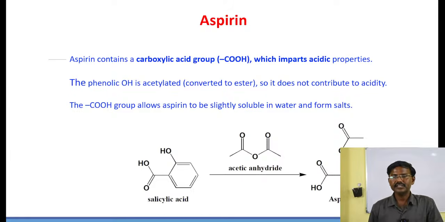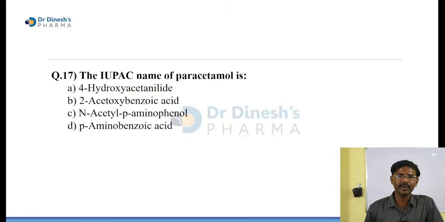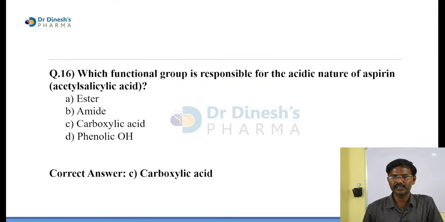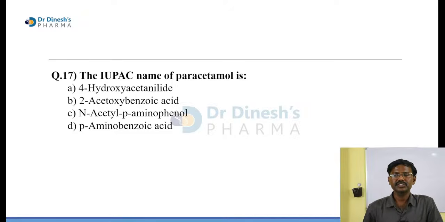And here we see another phenolic OH group. This is converted into ester and has no involvement in the acidity of aspirin. The only important group is the carboxylic acid group, which gives the acidic nature to aspirin. Coming to the next question: the IUPAC name of paracetamol. Very simple. Every pharmacist must know this information.